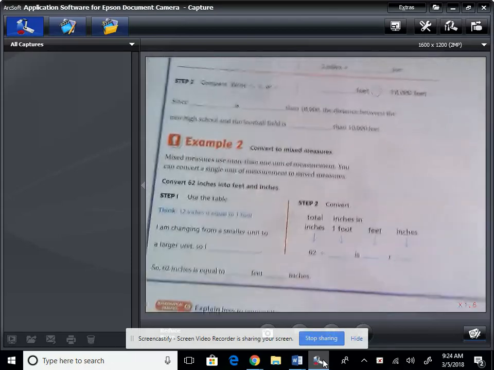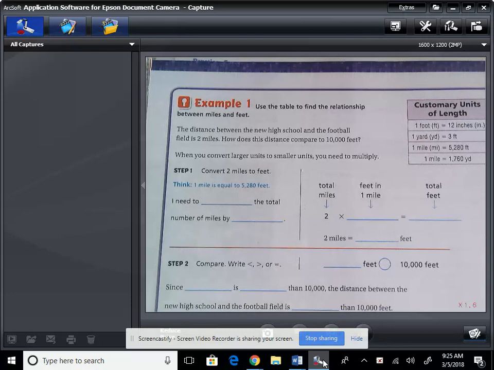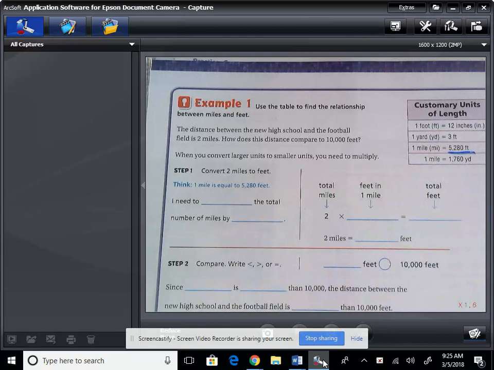All right. We're doing the next one. Here we go. It says, use the table to find the relationship between miles and feet. So if we look here, there are 5,280 feet in 1 mile. The distance between the new high school and the football field is 2 miles. How does this distance compare to 10,000 feet?